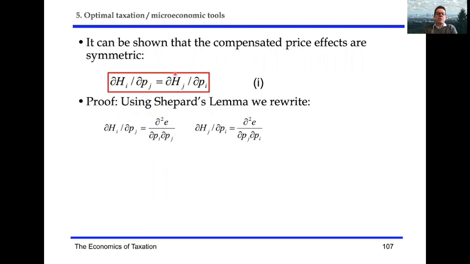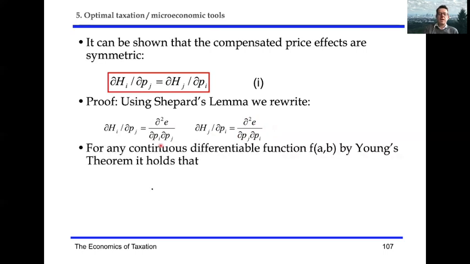Now we can do the same with the right-hand side and receive this expression. And then we need to show that actually these two second derivatives of the expenditure function are the same. Now, the only thing that differs between this here and this here is that somehow the sequence of the partial derivatives differs.